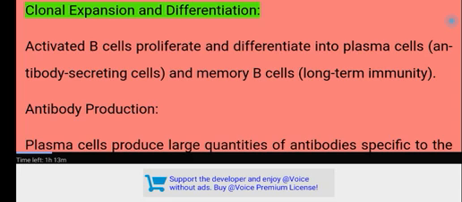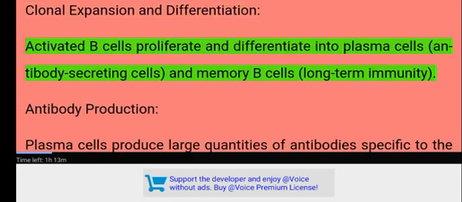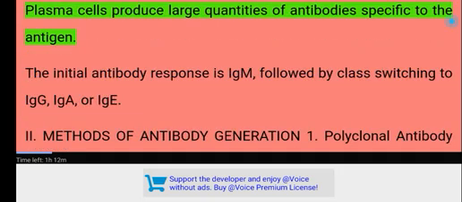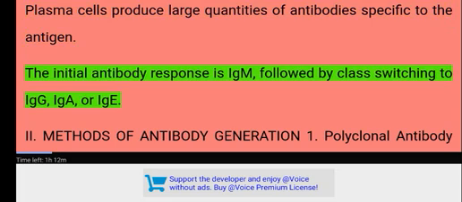Clonal expansion and differentiation. Activated B cells proliferate and differentiate into plasma cells, antibody-secreting cells, and memory B cells, long-term immunity. Antibody production. Plasma cells produce large quantities of antibodies specific to the antigen. The initial antibody response is IgM, followed by class switching to IgG, IgA, or IgE.